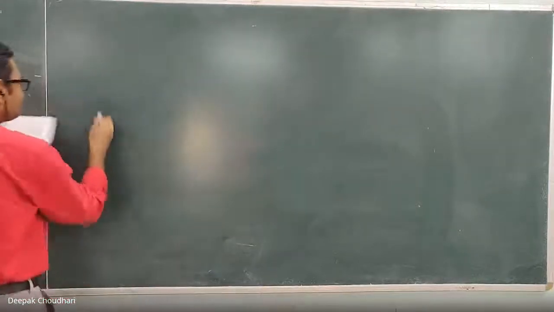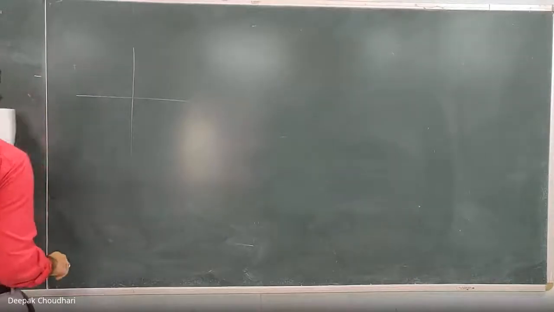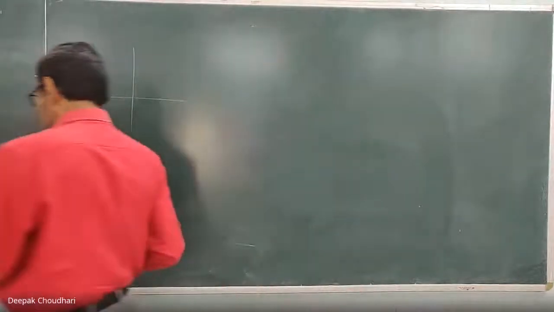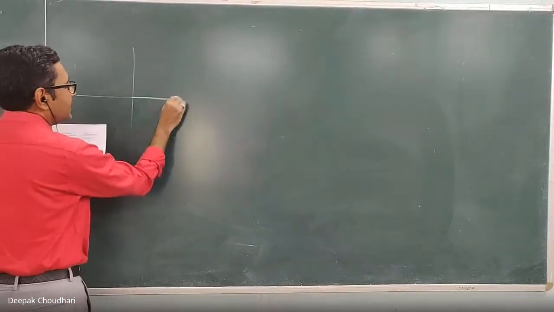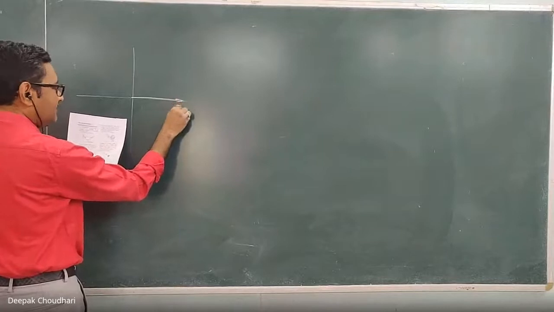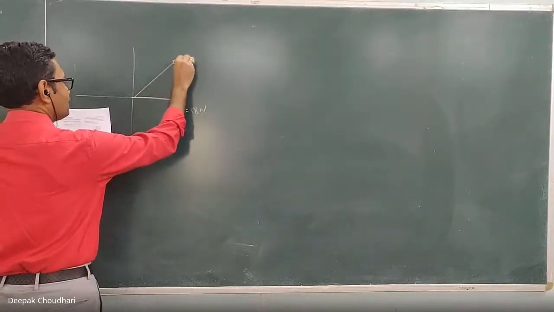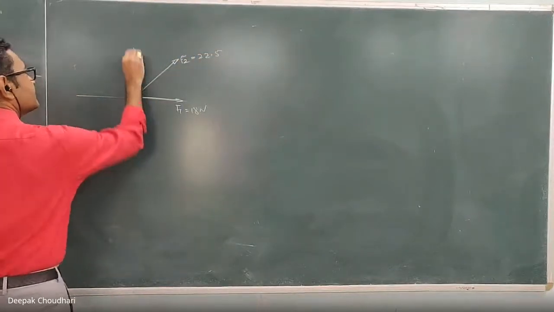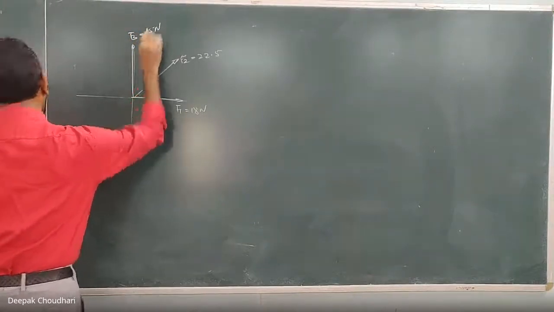What is given? Under the action of 5 forces, the following system is in equilibrium. Determine the fifth force completely. Means out of that 5 forces, the 4 forces are given. Let this be F1, which is equal to 18 Newton. This is F2, which is equal to 22.5. This is F3, which is equal to 15 Newton.